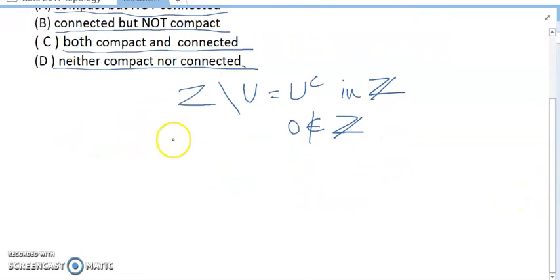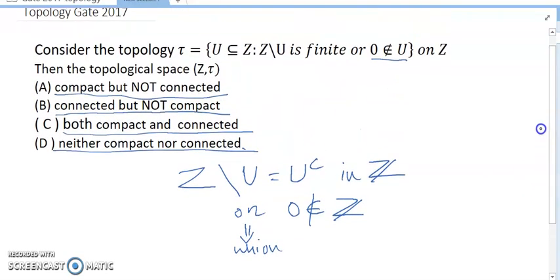Now friends, "or" means union. It is given that 0 does not belong to U. Okay, this is what the question is asking: 0 does not belong to U.